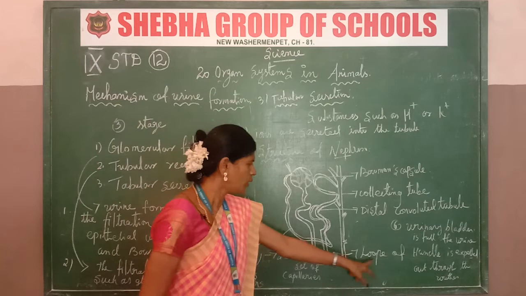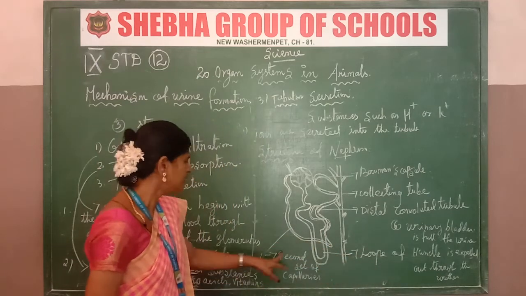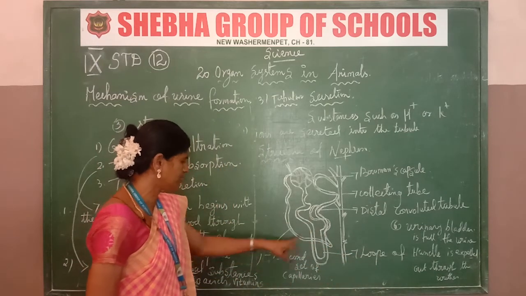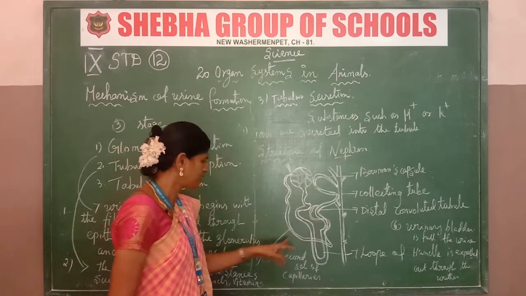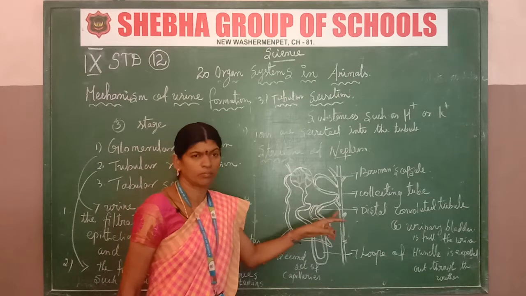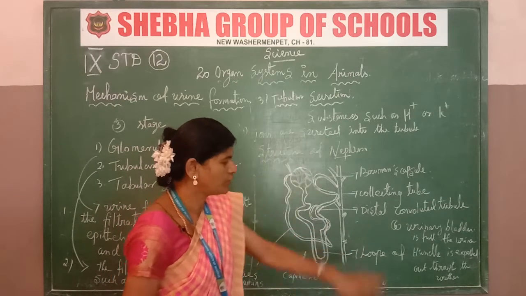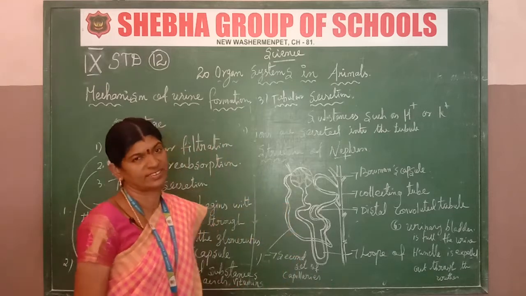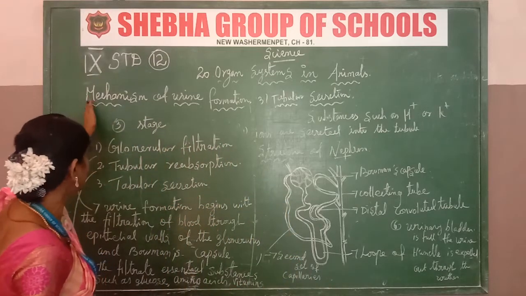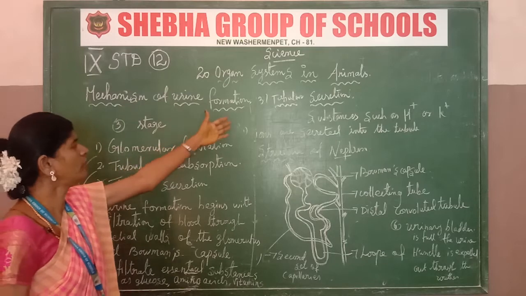This one is the loop of Henle, and then the second set of capillaries is present. The urinary bladder is full of urine, which is expelled through the urethra region. It's clear. So this is the mechanism of urine formation.